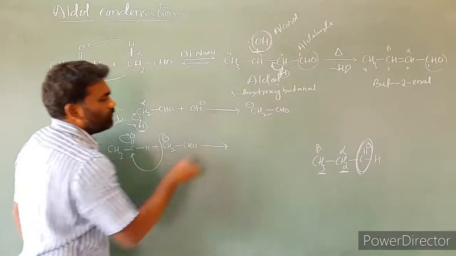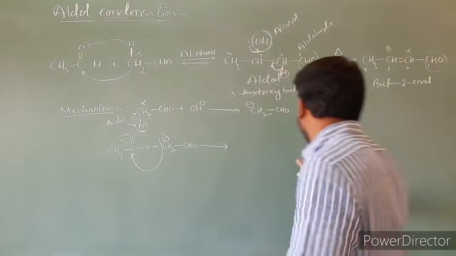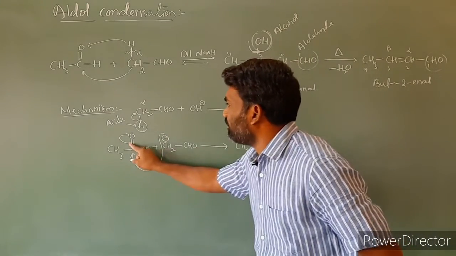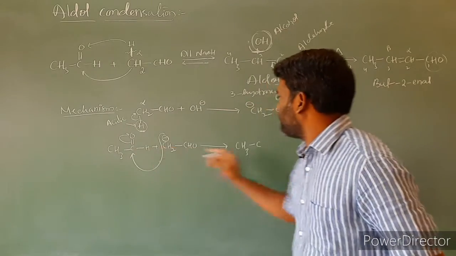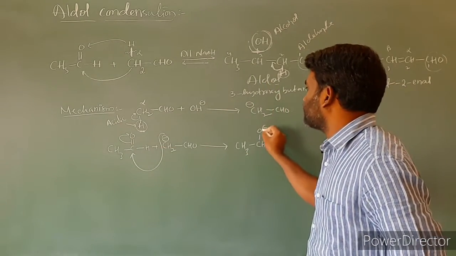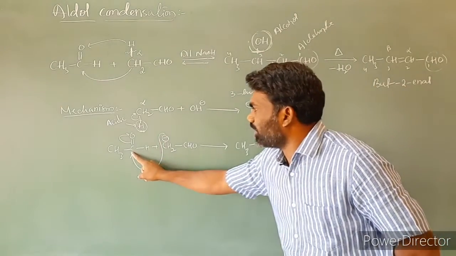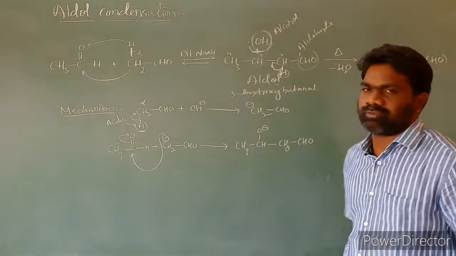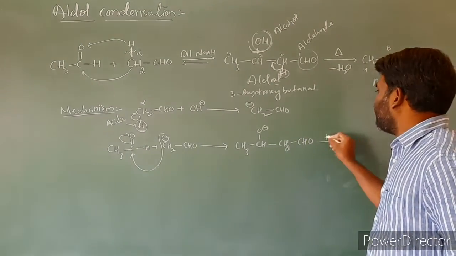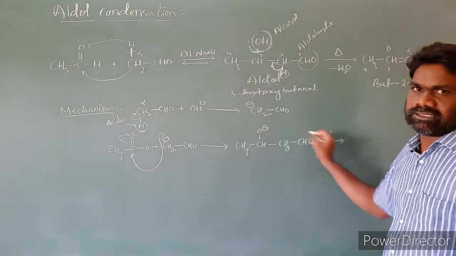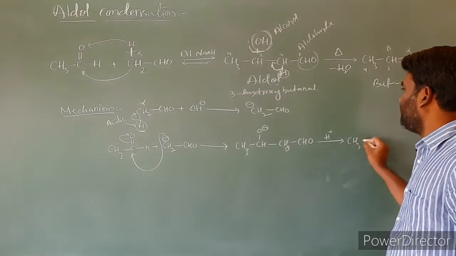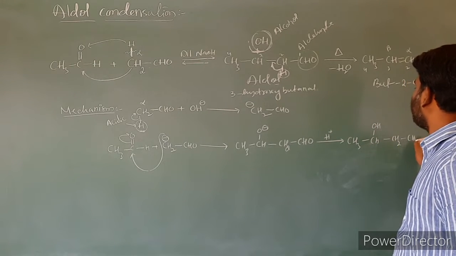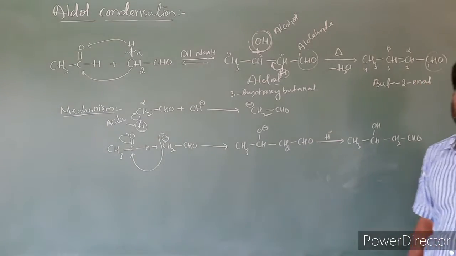As a result, what is the product we can expect in this reaction? The product is CH3, this bond is moving here, C with this hydrogen, CH, and this will be O-. This carbon we are joining to this carbon. Then the product is CH2CHO. This is the product formula. Then it will capture a proton, H+, from the reaction medium. Then this O- with this H forms OH. So CH3CH(OH)CH2CHO is the product formed in this reaction.